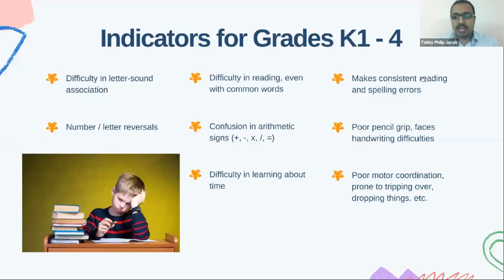So these are the ones that you have to identify at a KG1 level to grade 4. If any child has an issue in one or more of these areas, you will have to keep an eye on them and provide them with screening or support services.